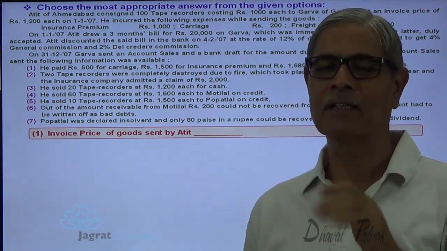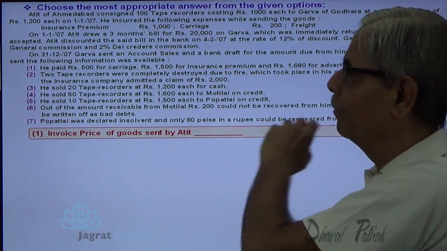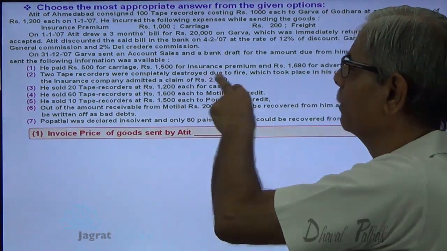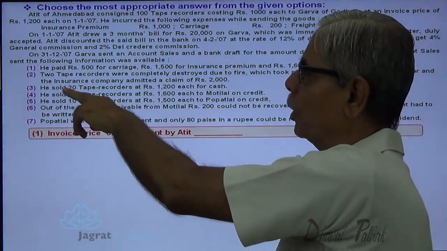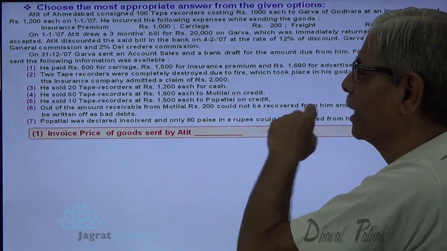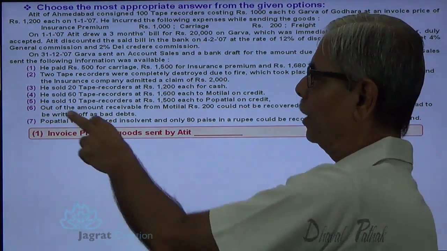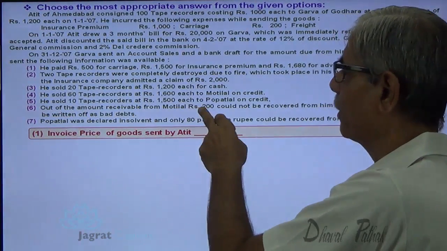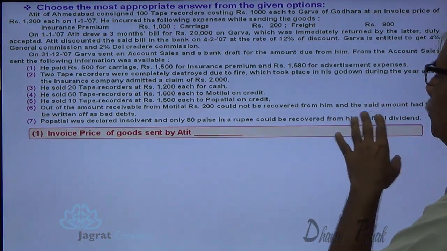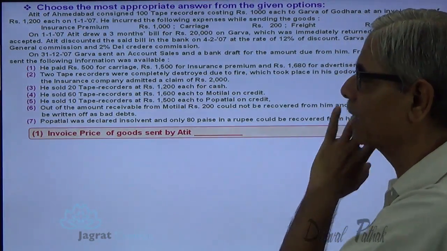So if you look at the sum, this is the details, the expenses paid by the consignee, Gaurav. 2 tape recorders completely destroyed. There is abnormal loss. He sold 20 tape recorders at rupees 1,200 for cash. This is cash sale. This is credit sale. This is also credit sale. Out of the amount receivable from Motilal, 200 could not be recovered. So here the details of bad debts are given to you. This is also details for bad debts are given to you.